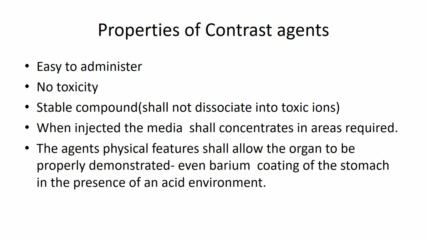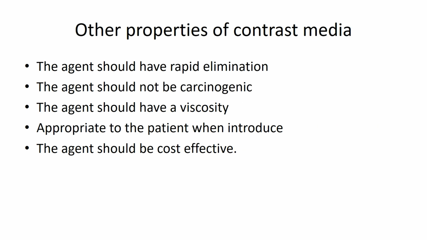The agent should have physical features that allow the organ to be properly demonstrated. For example, the barium sulfate that we use in radiography helps in coating the lining of the GI tract, even in the presence of an acidic environment. It is a stable compound, and it is not absorbed by the GI tract during the process.